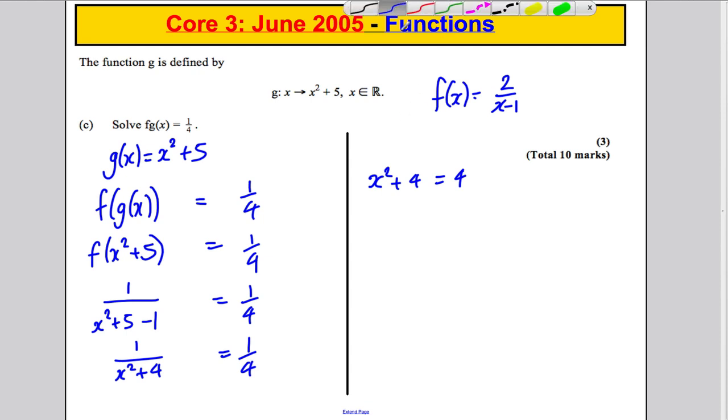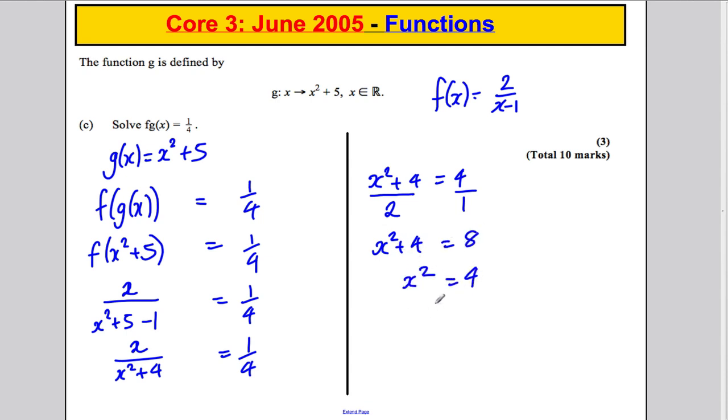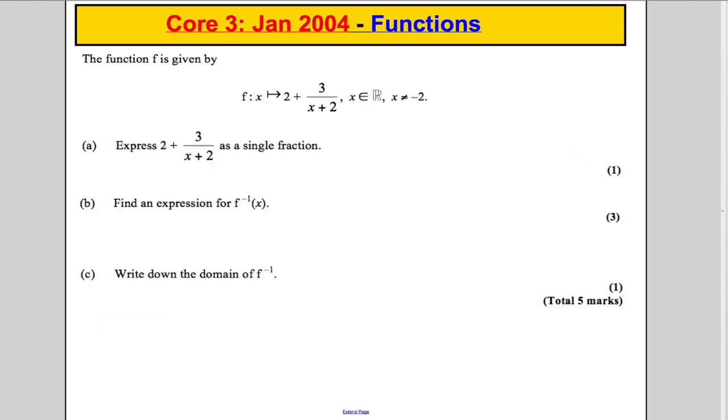Oh, just one thing I forgot here. f of x is 2 over x − 1, so there should be a 2 there and a 2 there. My apologies. So therefore, when I flip both fractions, I still have the 2 on the bottom. Times both sides by 2. Subtract 4 off both sides. Square root both sides. x is therefore 2, or x is equal to negative 2. And we're done. Next question, pause, have a go.